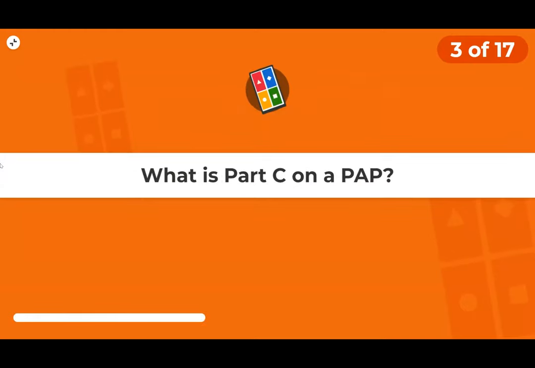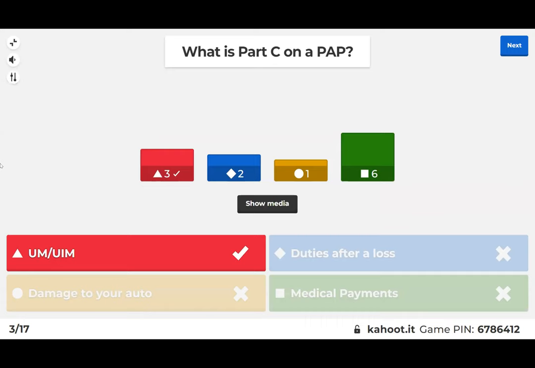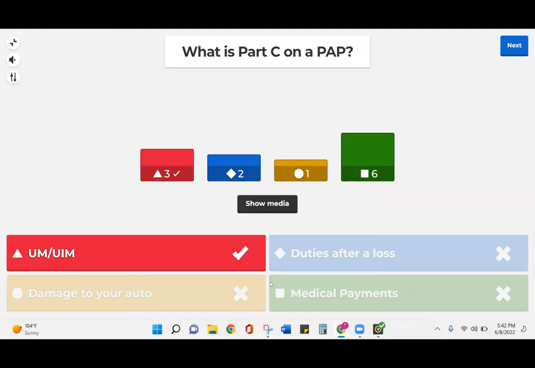What is Part C on a PAP? Part C is uninsured, underinsured. That's the UM, the uninsured motorist, and the underinsured motorist.